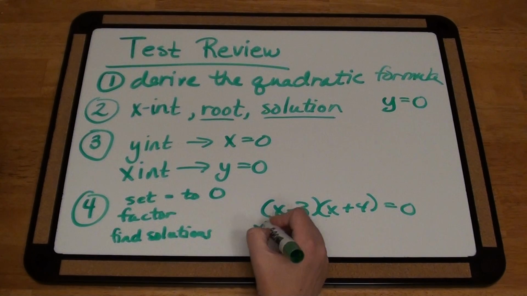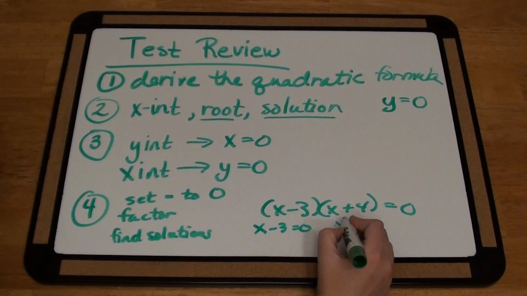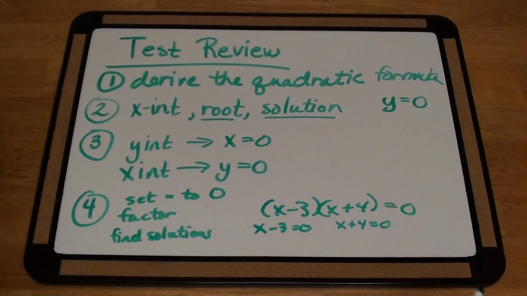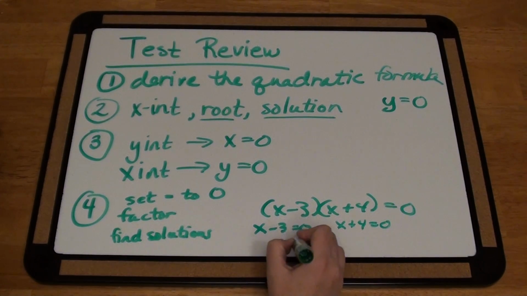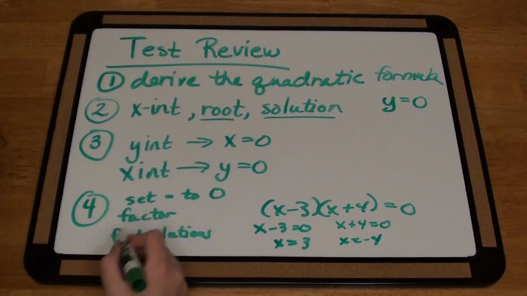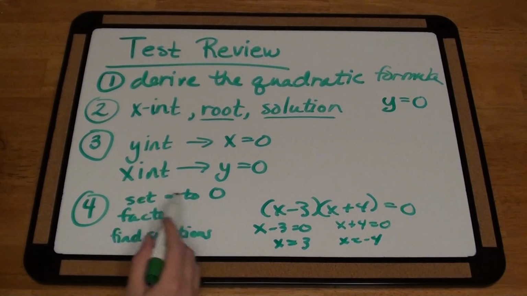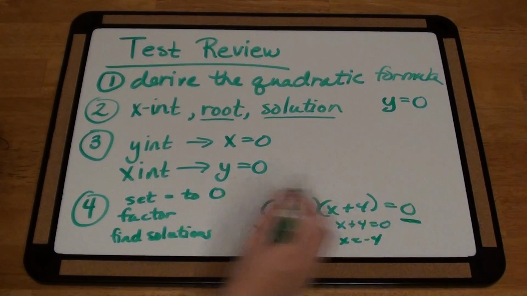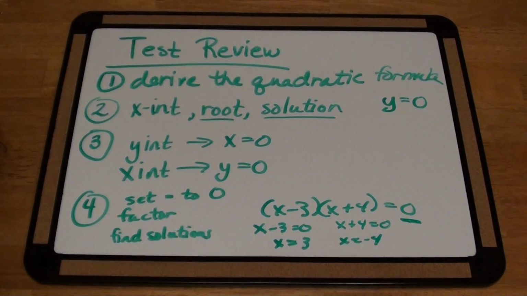So either x - 3 is 0 or x + 4 is 0. One of those two things must be true. And so either x equals 3 or x equals -4. One of these two things. That's what I mean when I say find solutions. So we set it equal to 0. Notice my 0 there. Factor it. Notice it's factored. And then I find my solutions.